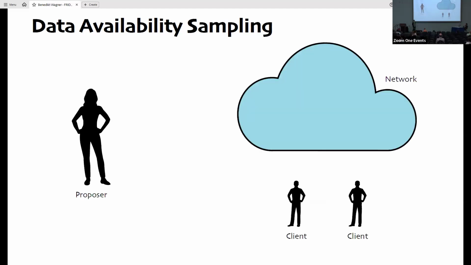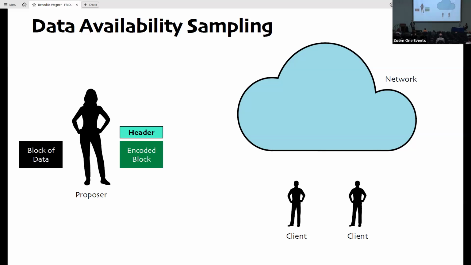What is the setting? So we have a proposer, let's call her Alice. We have a peer-to-peer network running some blockchain, and we have a bunch of clients. And now let's say the proposer holds some block of data. This could be a list of transactions or just any data. And we allow the proposer to encode that data and also to compute a short block header. And then this header and the block is sent to the peer-to-peer network and stored in some distributed way.